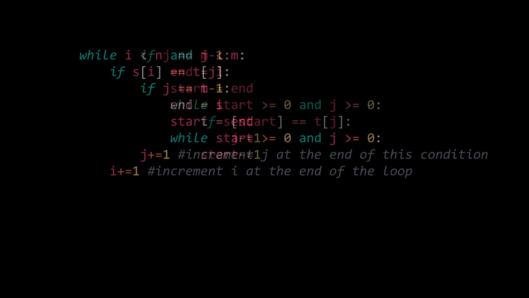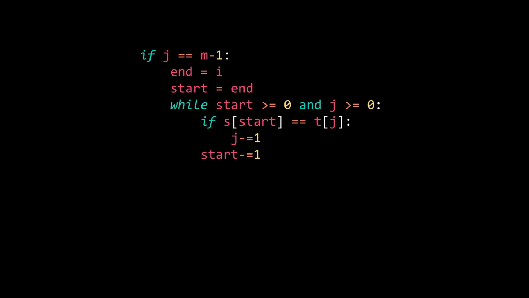Here we check for the characters that are equal, and at the end of the loop, we decrement the pointers. Here j is decremented when the characters match. This is the same as the outer condition, where j is incremented when the characters match. The start is decremented every cycle. Everything is the same as the outer loop, but in reverse. We just decrement and try to find the nearest start.